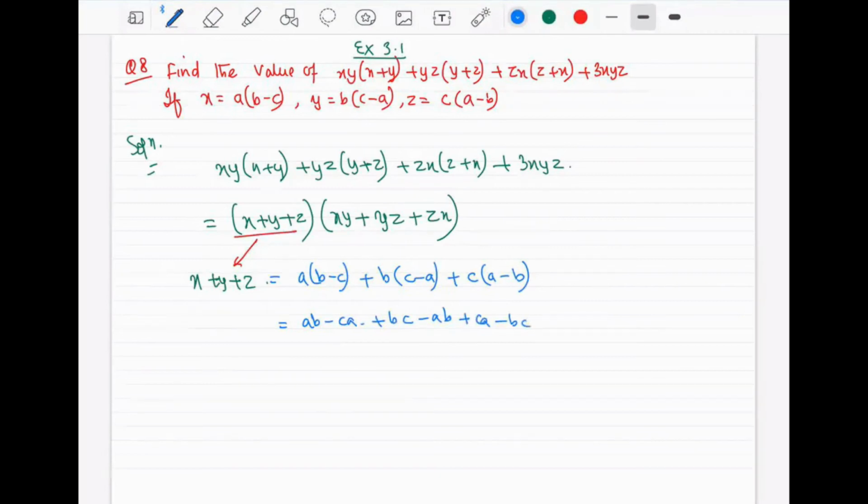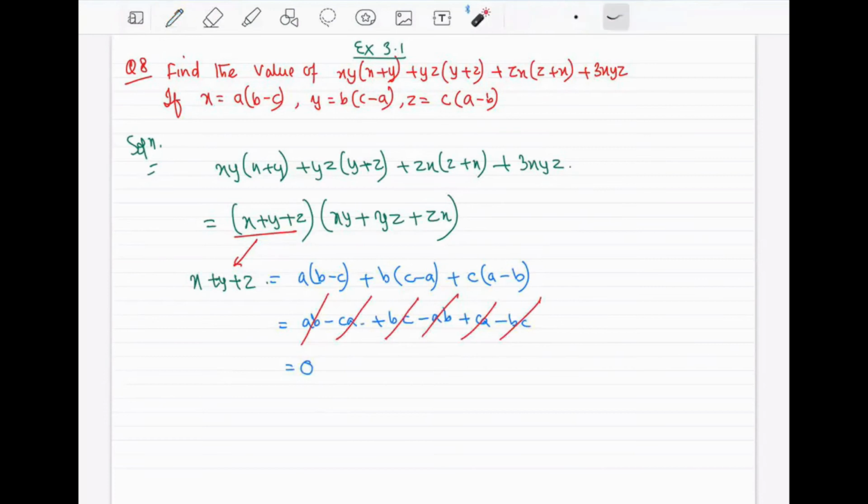Can I cancel any of the terms? Yes, actually all of them. Why? We have got AB here and minus AB here. They are opposite signs, isn't it? Minus CA and plus CA, they are opposite signs also. Plus BC and minus BC, they are opposite signs again. So after cancelling out all of them, we obtain how much? Since all of them are cancelled out, that means subtracted. The final value that we are able to obtain is 0.